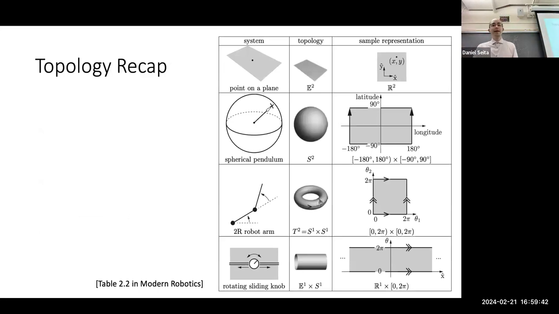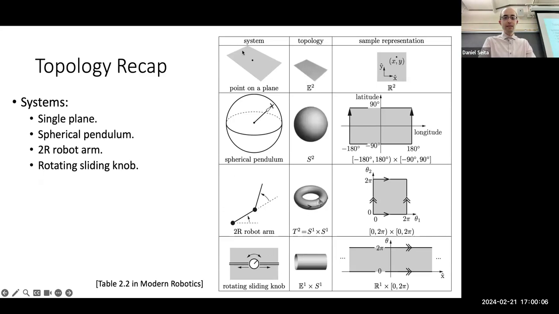Oh yeah, so quick topology recap. So here are some common systems with their topology and an example representation. So again, the last column is an example. You could argue that for your own application, you should not use that representation. You should use something else. That's totally fine as long as you justify it.